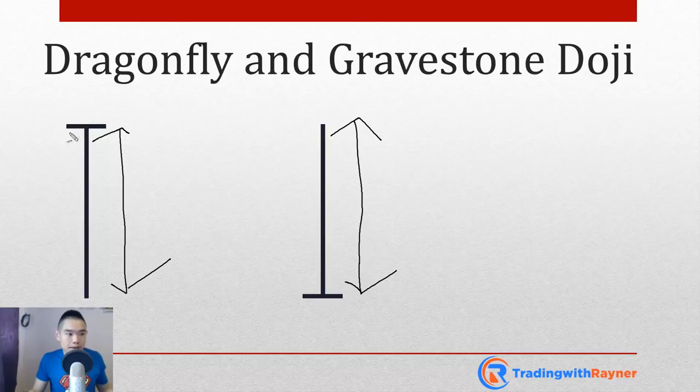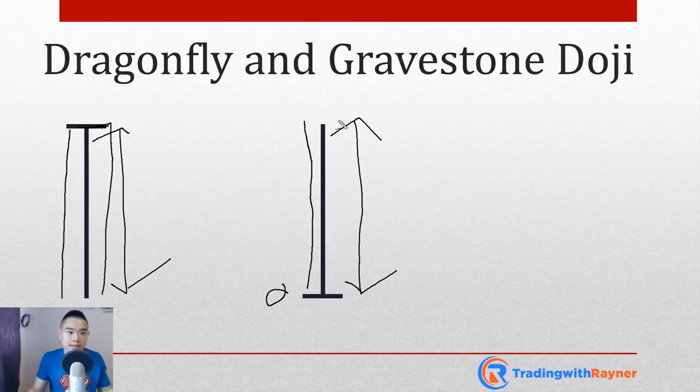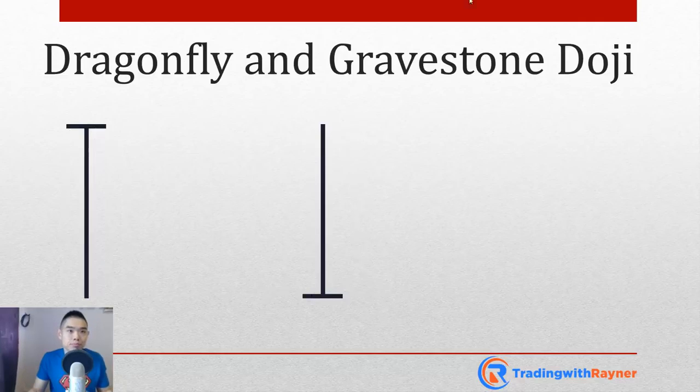Because at one point, the sellers were in control, pushing price down lower. And then the buyers came in, took charge, and finally pushed all the way up higher, closing near where it opened, at the exact level. So this is a sign of strength, rejection of lower prices. And this one is just the opposite. Price opened at this level, buyers took charge and pushed the price up higher, and then sellers smashed the price down lower, closing at the same level. So this is a rejection of lower prices, and that is a rejection of higher prices.